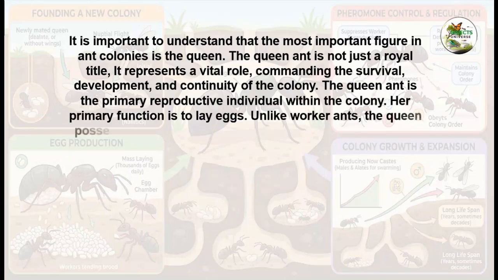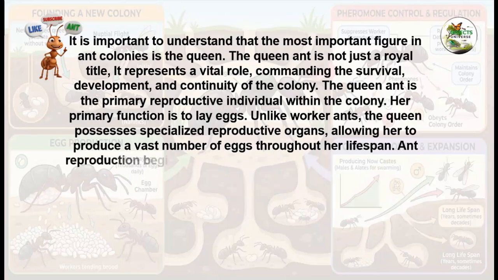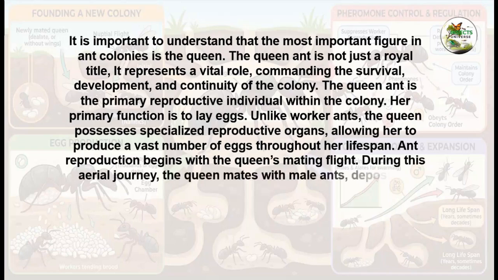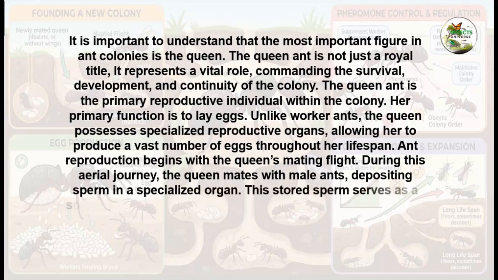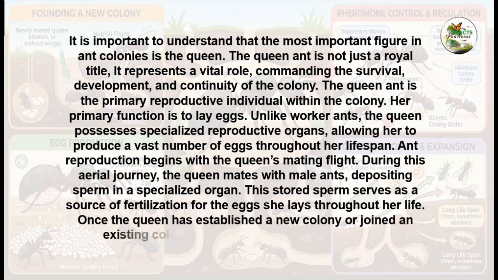Unlike worker ants, the queen possesses specialized reproductive organs, allowing her to produce a vast number of eggs throughout her lifespan. Ant reproduction begins with the queen's mating flight. During this aerial journey, the queen mates with male ants, depositing sperm in a specialized organ. This stored sperm serves as a source of fertilization for the eggs she lays throughout her life. Once the queen has established a new colony or joined an existing colony, she begins her egg-laying duties.